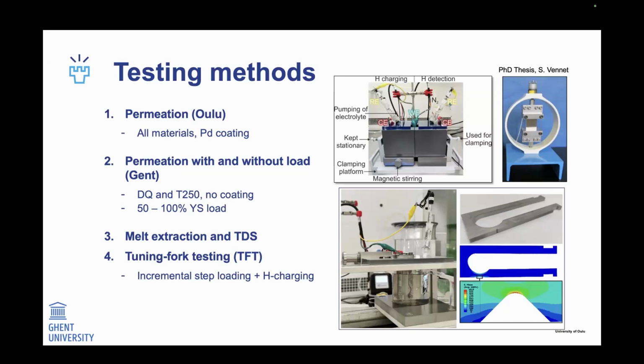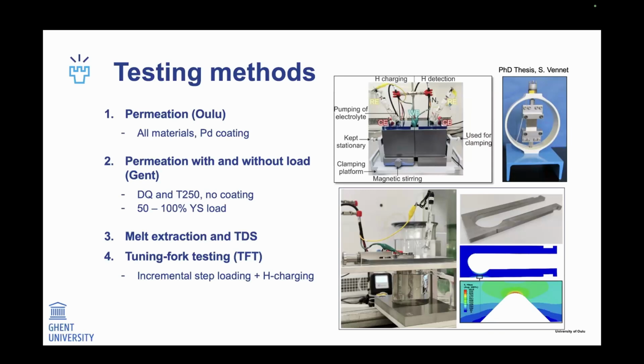Then we were also interested, of course, in the hydrogen concentration in the trapping sites. So we did melt extraction and TDS. And as last part, we have preliminary results from the tuning fork testing, which is a testing method developed at Oulu University. Basically, we have tuning fork chip samples with a notch, which we stress with the load cell clamping system. And then we look at the loads and we can determine the initiation, propagation, and final fracture of the sample.